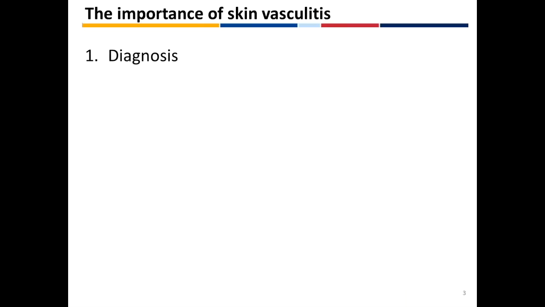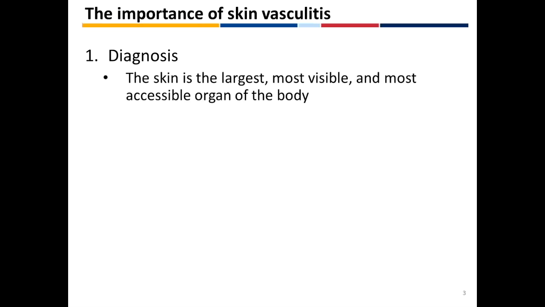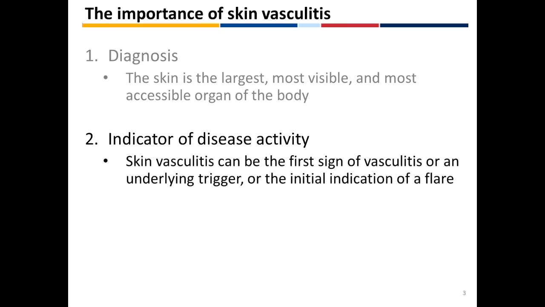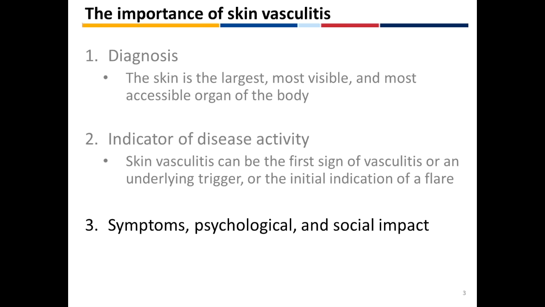So what is the significance of skin vasculitis? Well, I think first and foremost, it is helpful for diagnosis. The skin is the largest and most visible and the most accessible organ of the body. So if we might see vasculitis present first in the skin, it's also a place where we can biopsy easily to try to secure a diagnosis. Number two, it's an indicator of disease activity. And so skin vasculitis, as I mentioned, can be the first sign of disease or potentially an underlying trigger, or it could also be an indication of a flare. So vasculitis that's in remission when it's flaring possibly could present first in the skin.